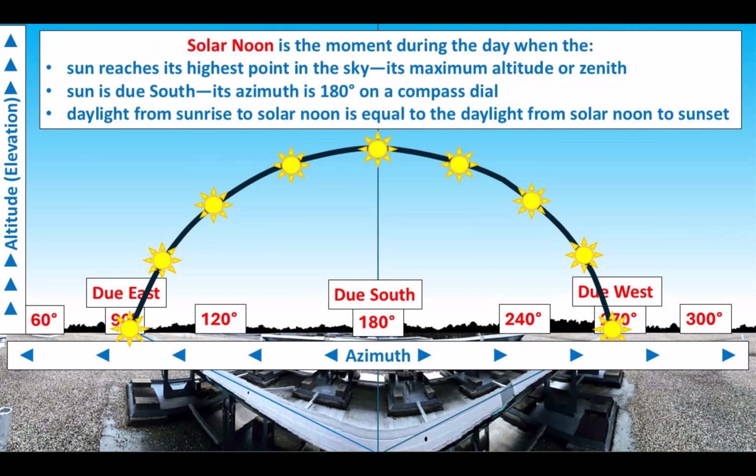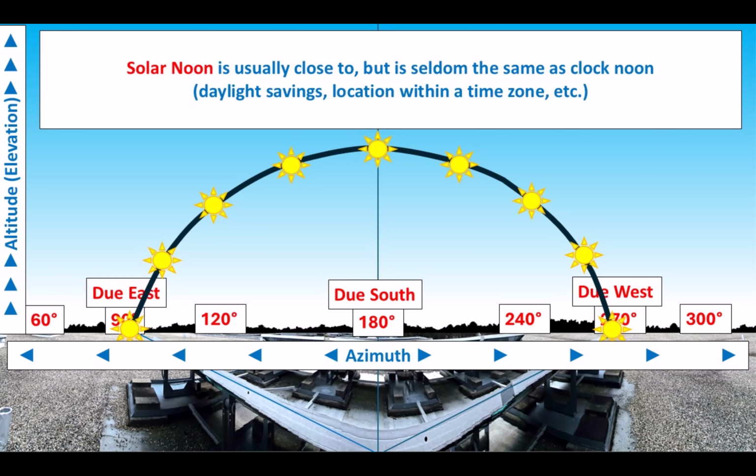Solar noon is the moment during the day when the sun reaches its highest point in the sky, its maximum altitude or zenith. The sun is due south. Its azimuth is 180 degrees on a compass dial. And the daylight from sunrise to solar noon is equal to the daylight from solar noon to sunset. Solar noon is usually close to, but is seldom the same as clock noon. This is because of daylight savings, or your location within a time zone, etc.